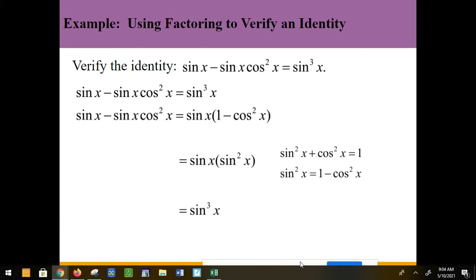The one that you're going to use from that slide to help with this is sine squared of x plus cosine squared of x is equal to 1. That means sine squared of x is equal to 1 minus cosine squared of x. So you can swap out 1 minus cosine squared of x for sine squared of x. And then sine x times sine squared of x is equal to sine cubed of x. So what you've done is you've proved the left side of the identity is equal to sine cubed of x, which is what the right side is, thus proving that the original identity was true.